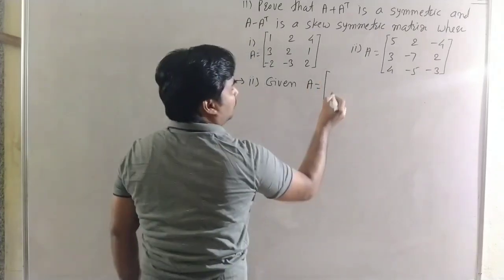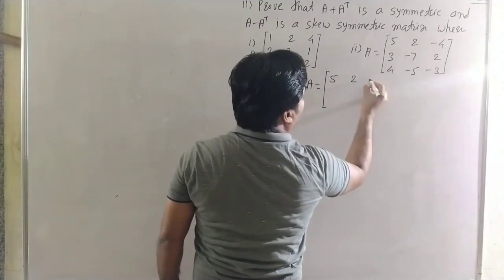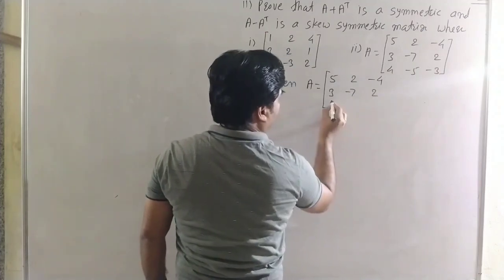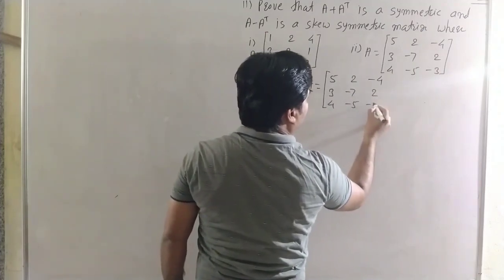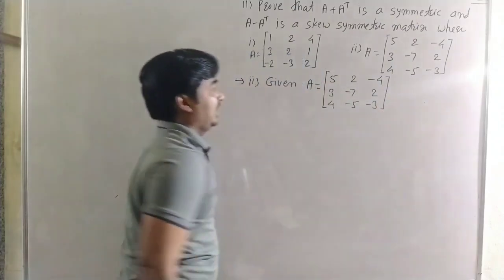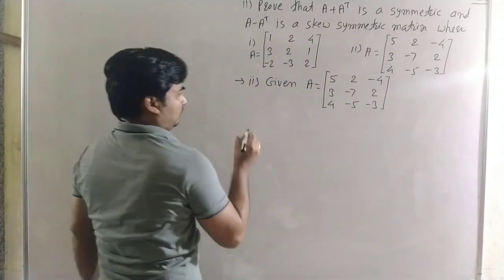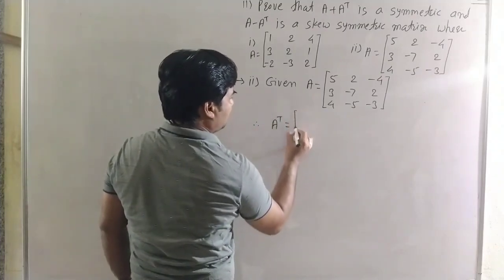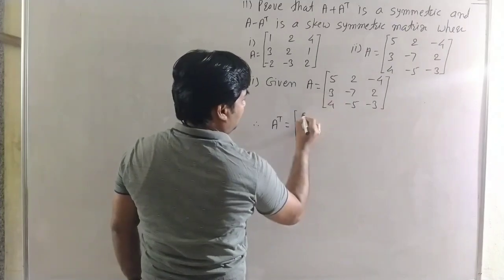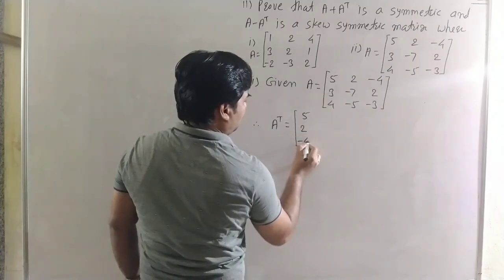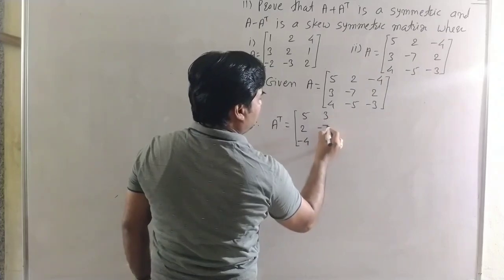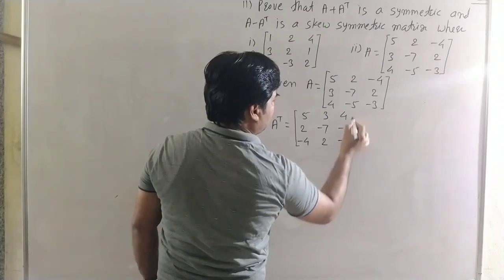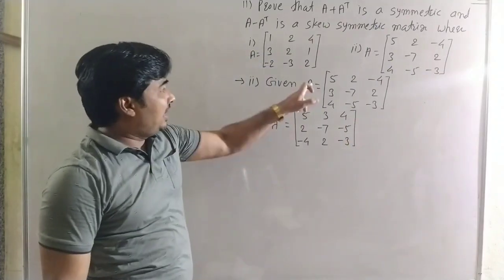A is equal to 5, 2, minus 4, 3, minus 7, 2, 4, minus 5, minus 3. Okay, it is a matrix A. Now we find the A transpose. A transpose is, here row becomes column. It is 5, 2, minus 4, 3, minus 7, 2, and 4, minus 5, minus 3. Okay, here it is A and its A transpose.